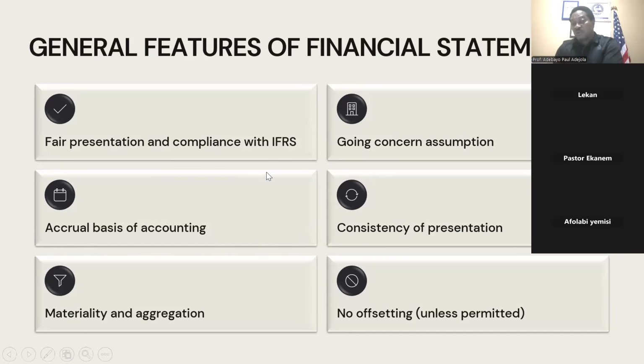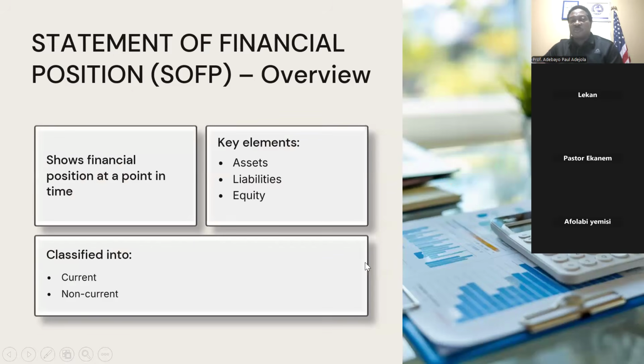So fair presentation and compliance with IFRS, going concern assumption, accrual basis of accounting, consistency of presentation, materiality and aggregation, no offsetting unless permitted. Then we have statement of financial position, SOFP overview. What are the elements of statement of financial position? Ladies and gentlemen, once we remember the accounting equation, the assets is equal to capital plus liabilities. So those are the elements of statement of financial position. Asset is equal to capital plus liabilities.